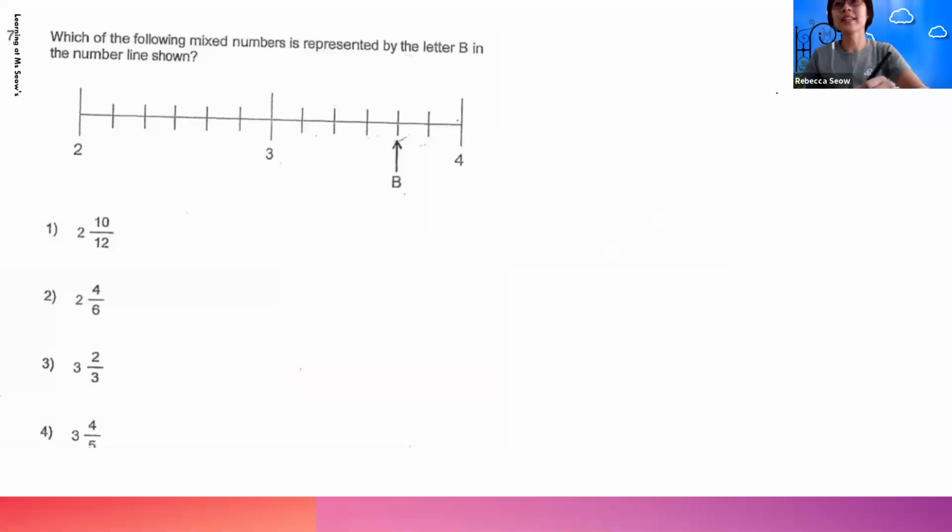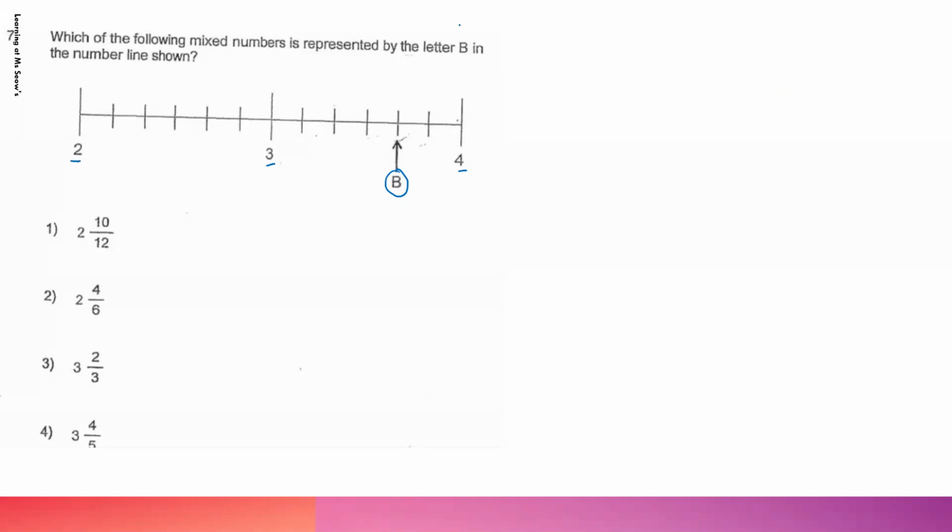So which of the following mixed numbers is represented by the letter B in the number line shown? Okay, let's take a look at it. So B is over here, as we can see it. So are there any answers that are definitely wrong? Actually, you could unmute yourself if you would like to share any answer that is definitely wrong based on the number line. You see the numbers 2, 3, and 4, right? Any answer that is definitely wrong? 1 and 2. Yeah, 1 and 2, right?